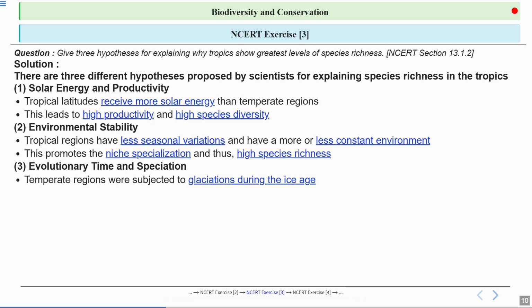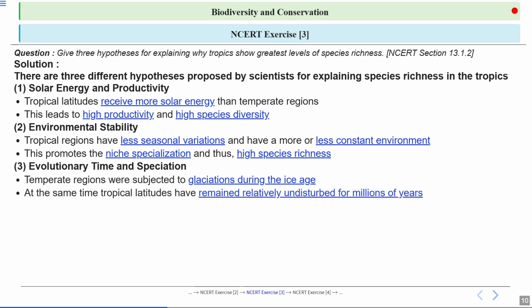So again, you can see temperate regions were subjected to glaciations. Okay, and there is a lot of seasonal variation also in the temperate region. Now, at the same time, the tropics have stayed largely unchanged for a very long time. For millions of years, they have remained stable, they have remained unchanged. So, this suggests a level of stability in these areas.